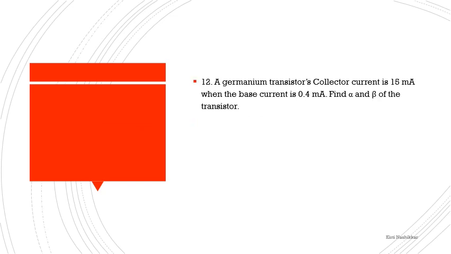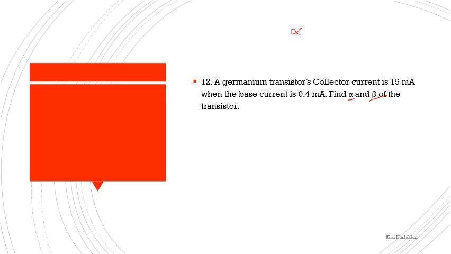A germanium transistor's collector current is 15 milliampere when the base current is 0.4 milliampere. Find alpha and beta of the transistor. So alpha is the current gain in CB configuration or CB mode, and beta is the current gain in CE mode. So that's why we must know the formula of beta and alpha.